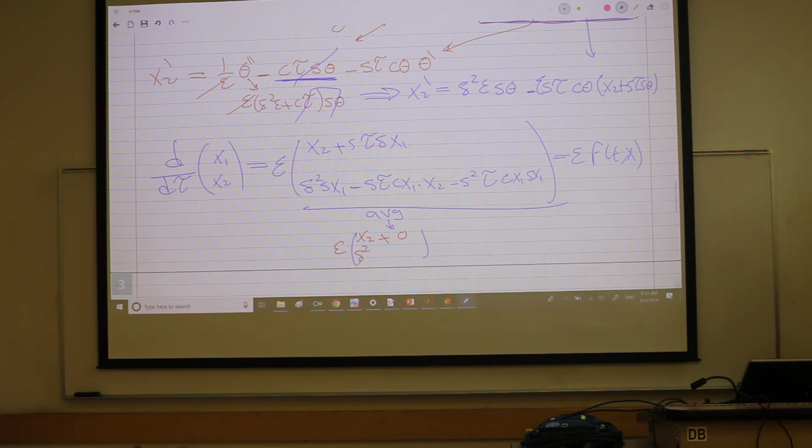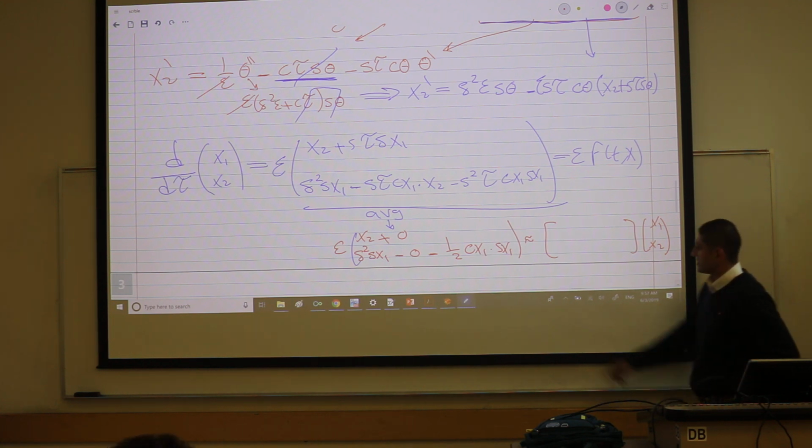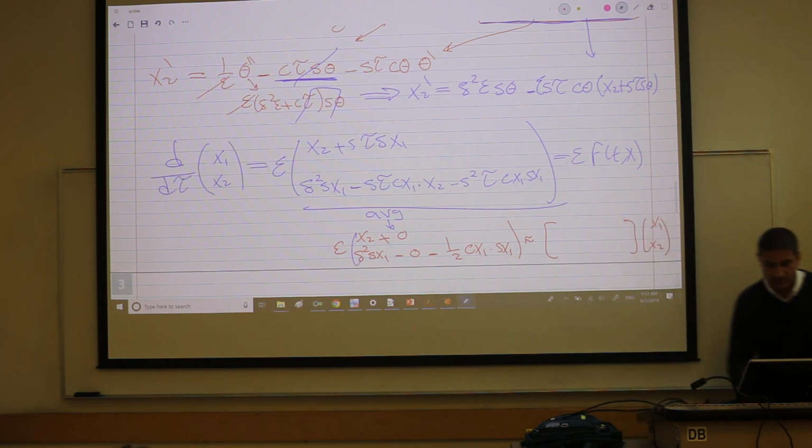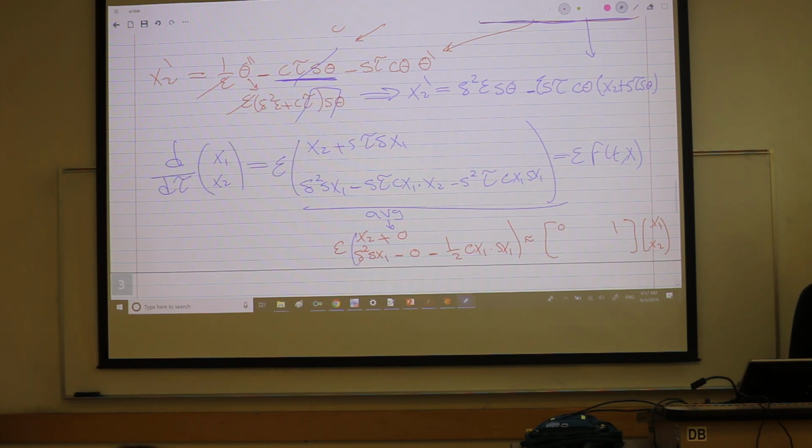The second is delta squared sine x1. This is a constant term, it doesn't have any time. Minus the second term is 0, sine goes away. The third term is sine squared, whose average is half, times cosine x1 sine x1. And you can just linearize now, right? Around the origin, the sine is x1, the cosine is 1. So this is 0 and 1. This is delta squared minus half, the coefficient of x1.